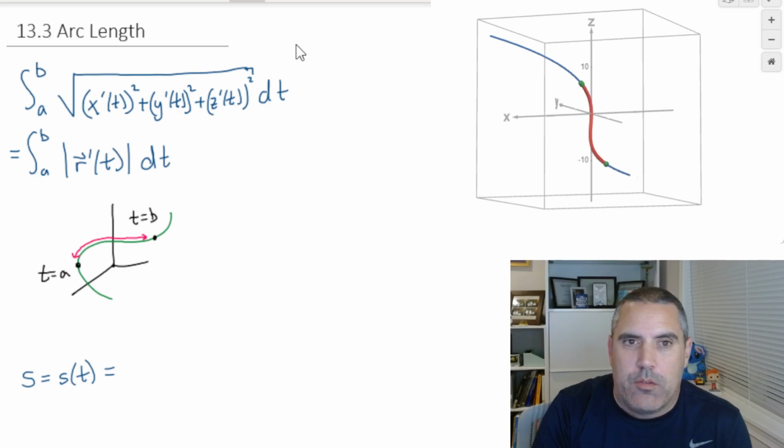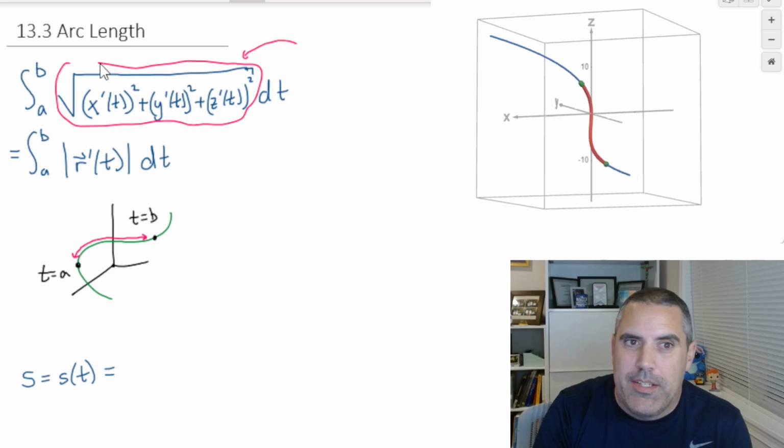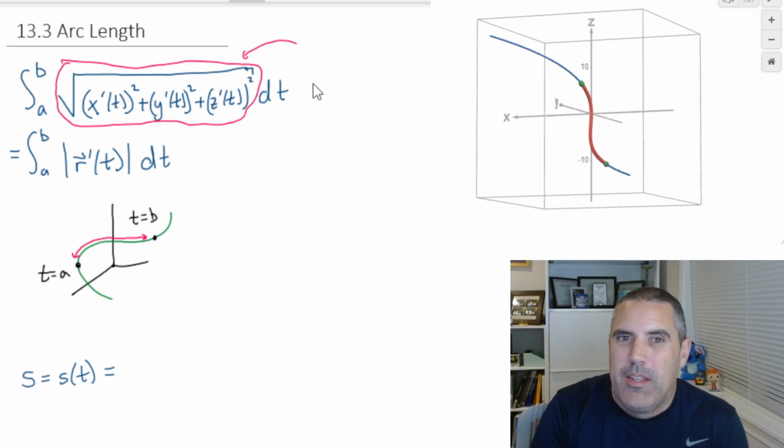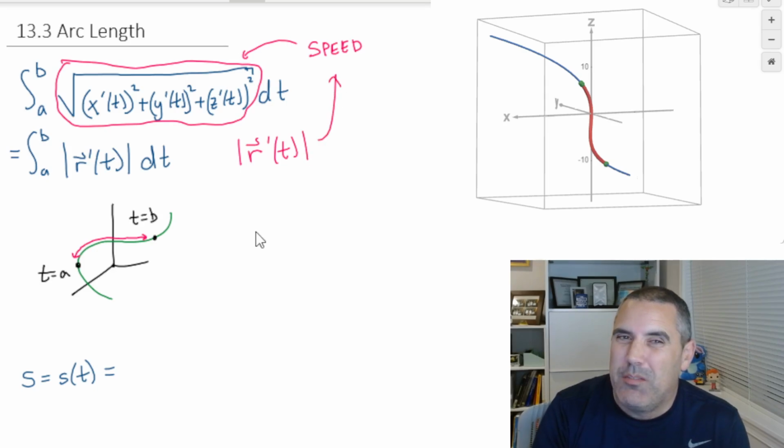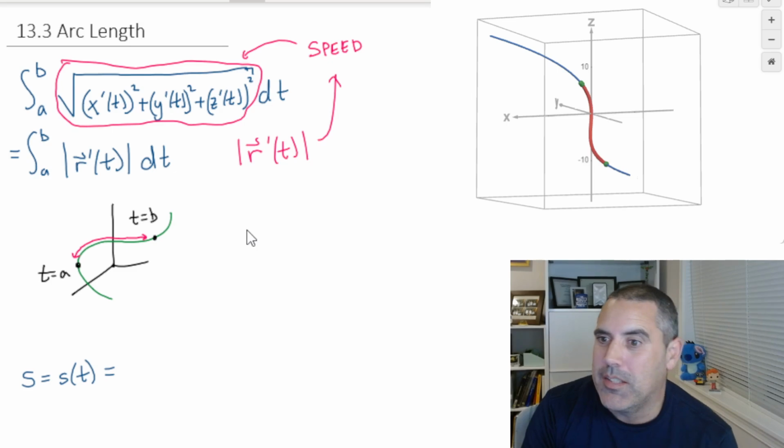Some general comments first. This expression that's inside will be an important theoretical tool in several things. It just plays a bigger role than it did in the previous course. That thing is actually the magnitude of the derivative. It's actually the speed. So that's kind of interesting. So the magnitude of the velocity is this speed, and if you integrate speed, you get distance.